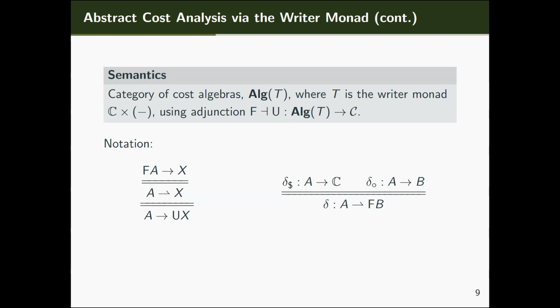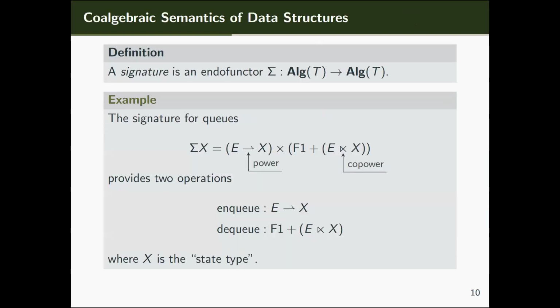Just a couple notations that'll come in handy. We have that algebra maps from F of A to X are the same as C maps from A to U of X, and we usually write that using that middle notation just for convenience and to match call-with-value as well. We also sometimes split up a function A to F of B into two components. So we have delta sub $, which tells you the cost of delta, and we have delta sub circle, which tells you the behavioral result of delta. So that's the notation we'll use in a moment.